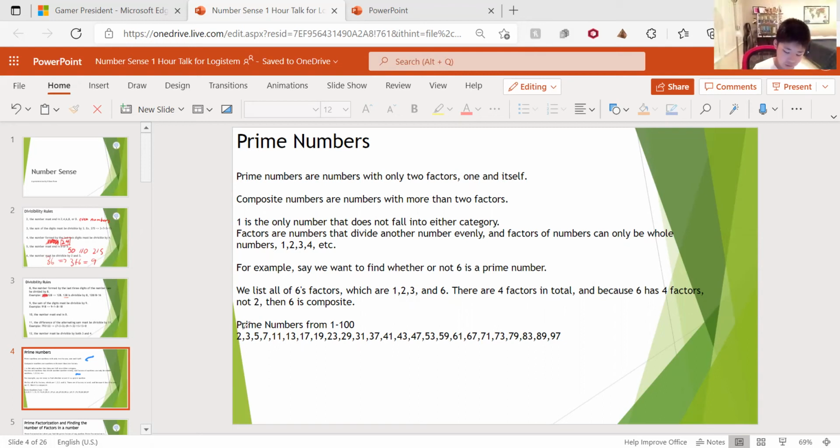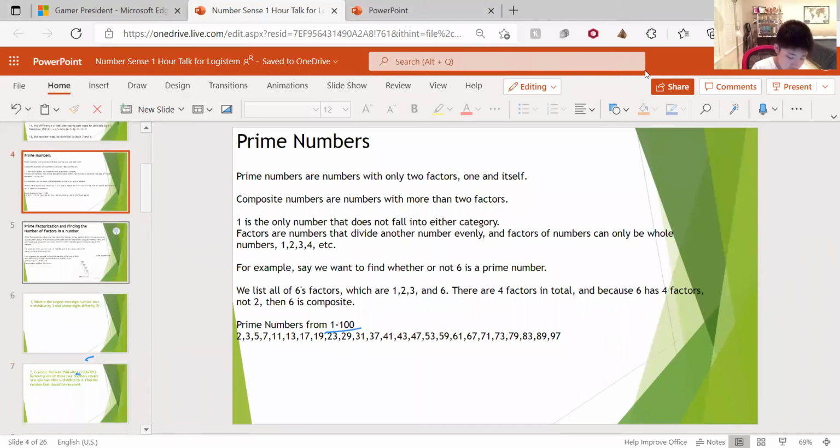And these are the prime numbers listed from 1 to 100. You don't necessarily need to memorize them, but they're really handy in math competitions and stuff. Let's move on to the next slide.